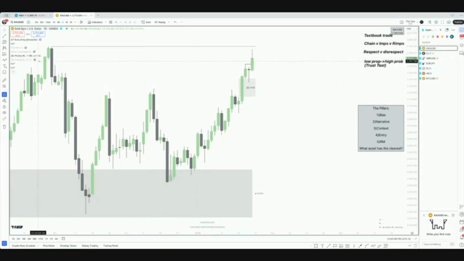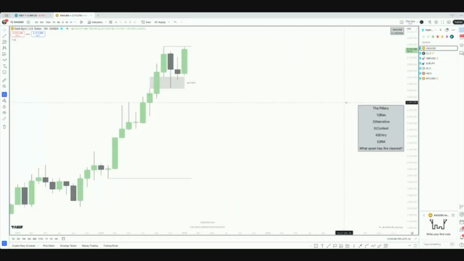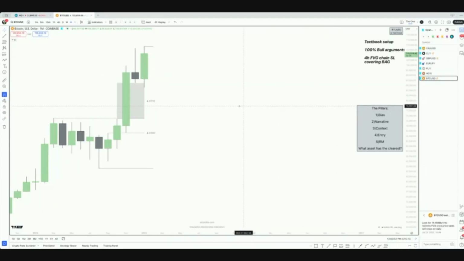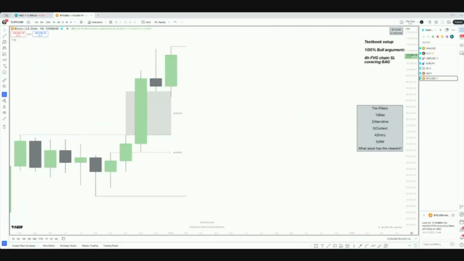All right. So let's make sure everything's on right here. Let me delete all drawings and get into it. So the pillars right here. The first thing we want to do when looking at charts is to come to a bias. And we're going to start on Bitcoin right here to break this down. We want to come to a bias. What is a bias? A bias is simply, are we bullish or are we bearish?